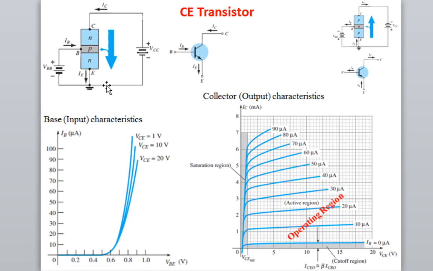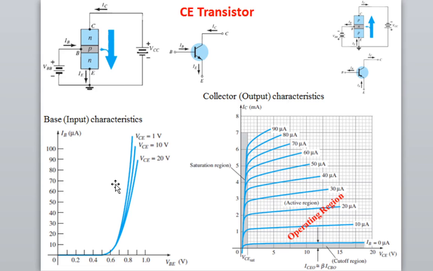Now, basically two more important characteristics. Out of four characteristics, only two are very important. One is the base characteristics or input characteristics, and this is called the collector characteristics or output characteristics. So this is the input characteristics and the output characteristics.